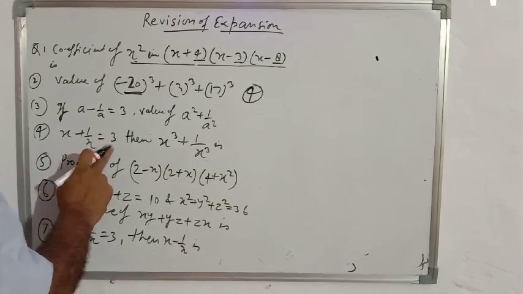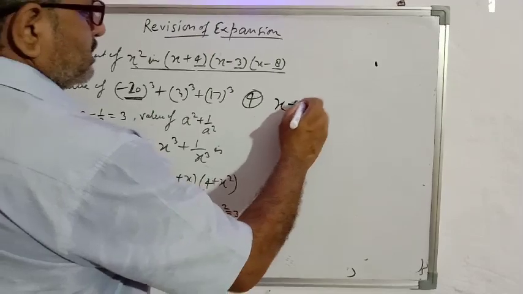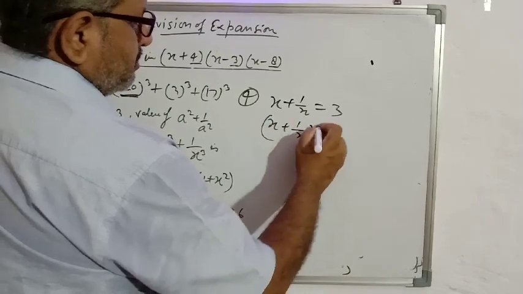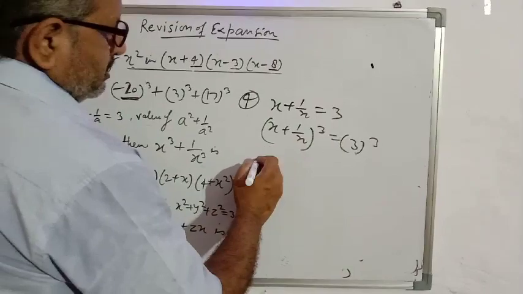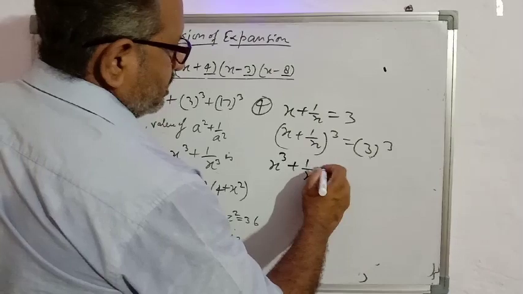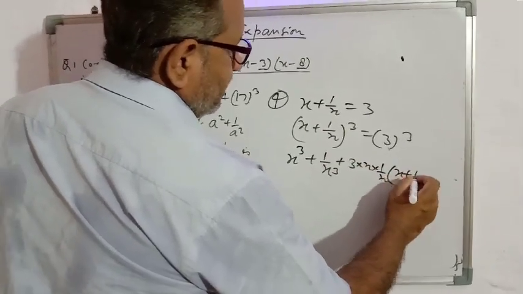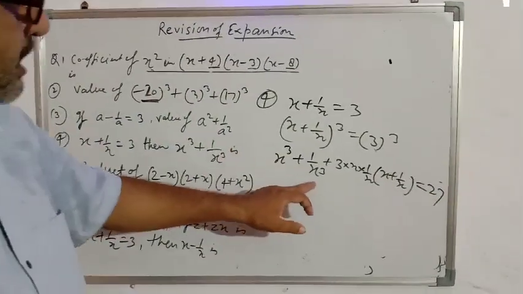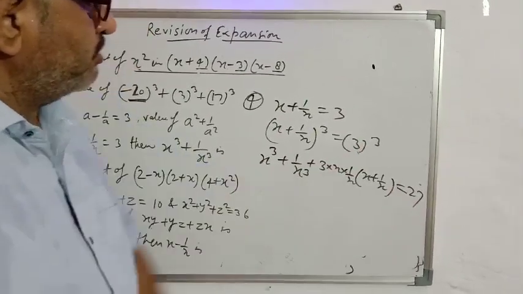So in the next question, question number 4: x plus 1 upon x is equal to 3. We have to find x cube plus 1 upon x cube. X plus 1 upon x is equal to 3. So cubing on both the sides, 3 cube. (a plus b) whole cube is a cube plus b cube plus 3ab(a plus b). So 3ab means x into 1 by x, in bracket a plus b, and 3 cube is 27.